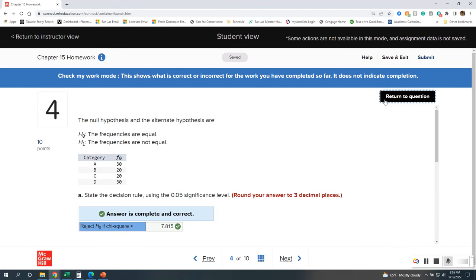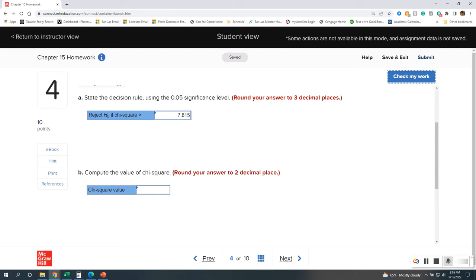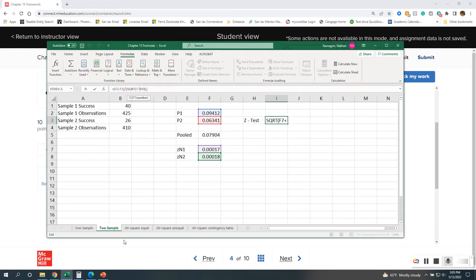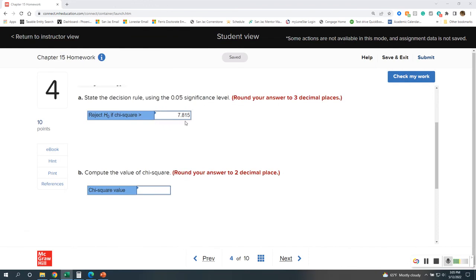Check. We are correct. Okay, so chi-square. Next, we're going to compute. So, is it already in this? Well, find cell. Here's our chi. Now, remember, there is an expected. Let's see how this was reading.